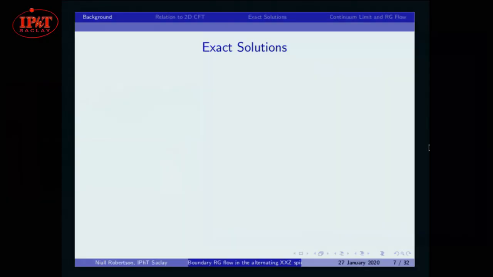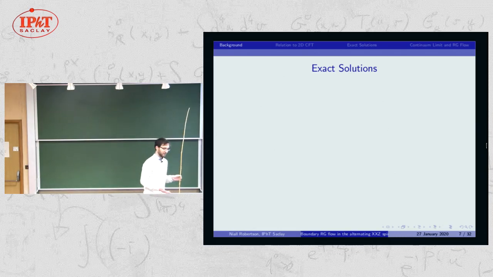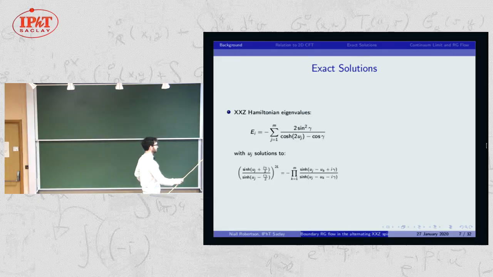I just want to say a couple of words on essentially my notation for this talk and what I mean when I say exactly solvable. I'm not even interested in calculating the eigenvectors here. So when I say exactly solvable, I just mean that we have a closed form for the eigenvalues. So the XXZ Hamiltonian is exactly solvable in the sense that we have this exact closed form for the energy eigenvalues in terms of these Bethe roots, u_j, which are solutions to these Bethe ansatz equations.